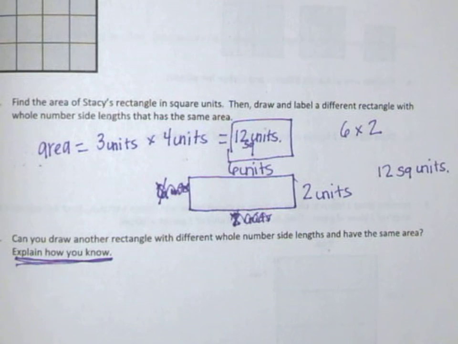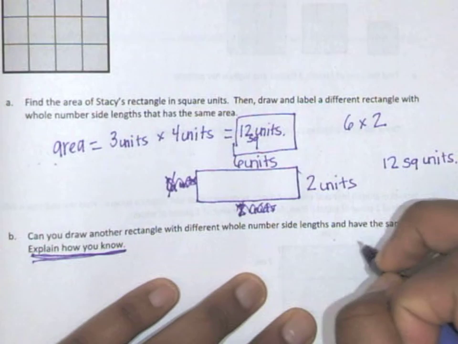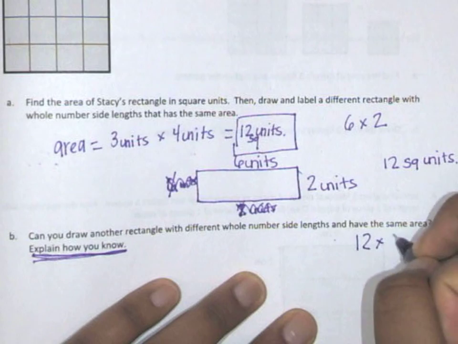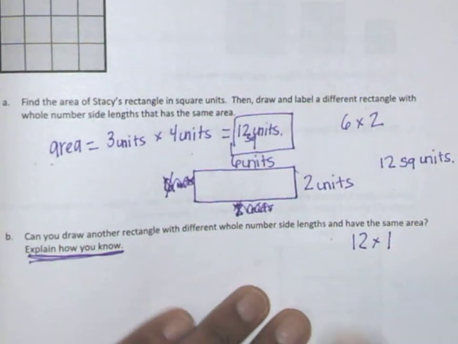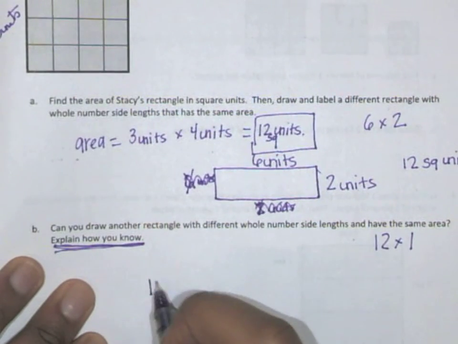I came up with 12 times 1. That still will give me a total of 12 square units. So let me draw my rectangle.